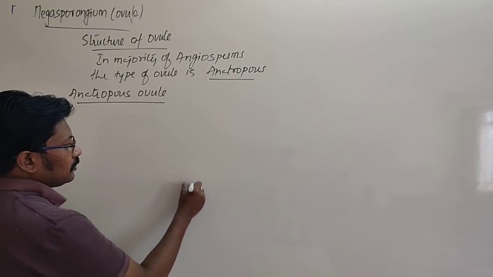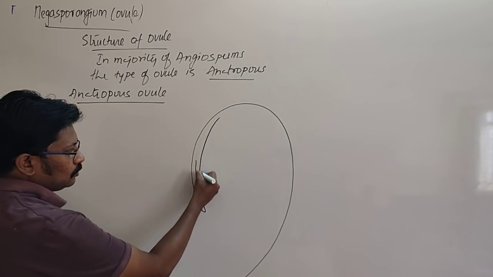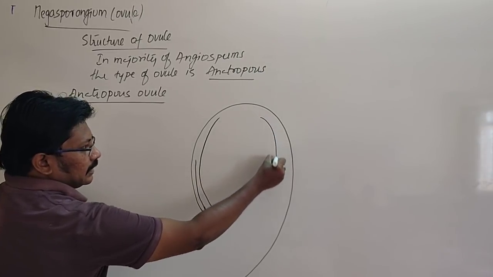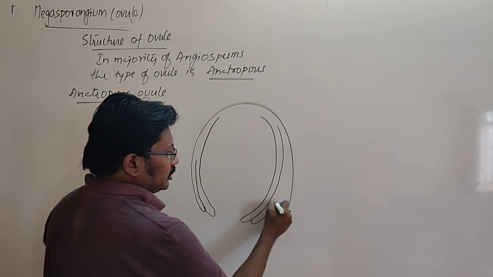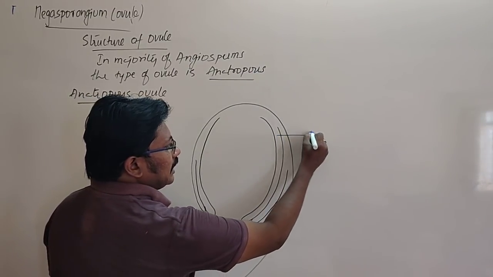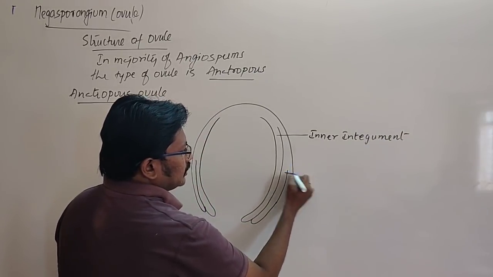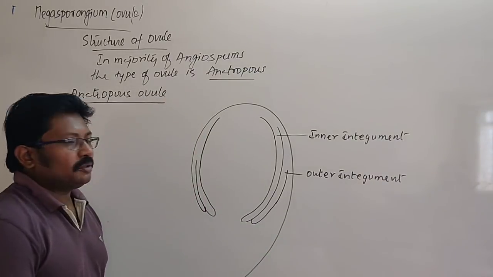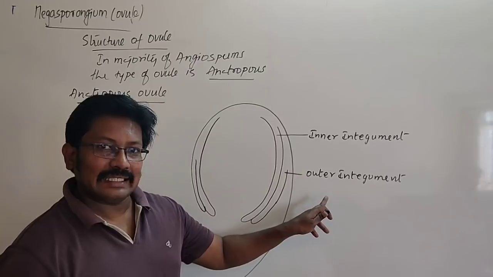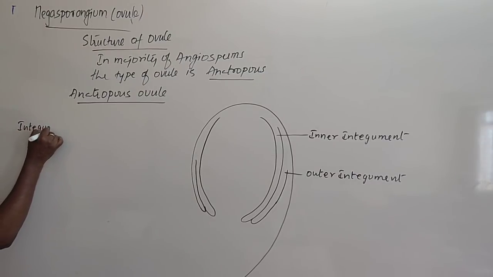So the anatropous ovule is covered by two integuments. The presence of two integuments is a condition we call bitegmic. So this is the inner integument and this is the outer integument. These two integuments later form the seed coat of the seed. Okay. Integuments form the seed coat.